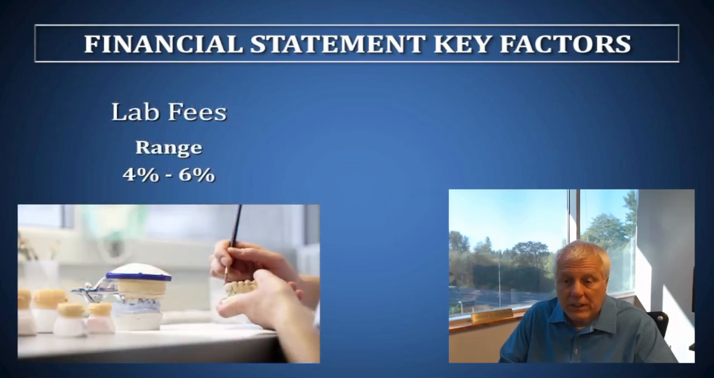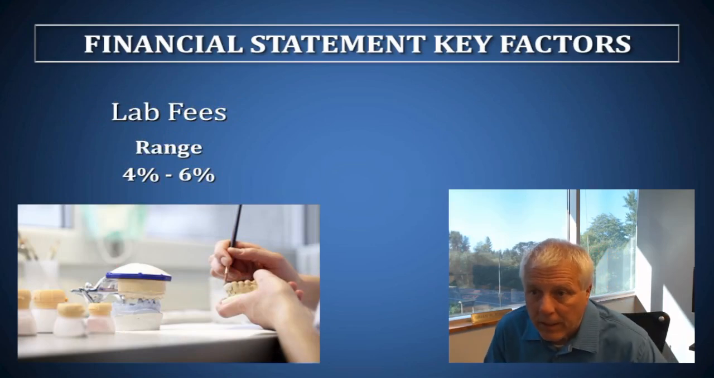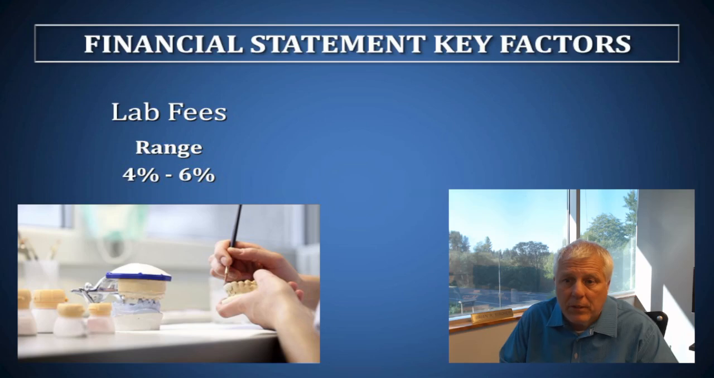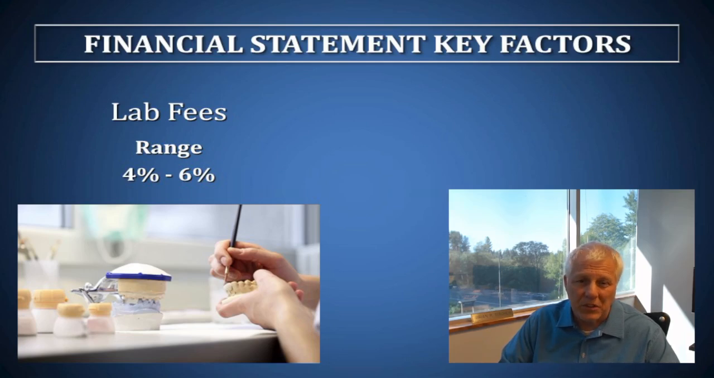Lab fees, 4 to 6%. We have some that are 10, 11% and some that are under that. That's a treatment plan philosophy issue. Some people who use CEREC machines are on the lower side. Some people who outsource to more expensive labs are on the higher side. People who do more crown and bridge are on the higher side. Again, that's knowing your own practice.